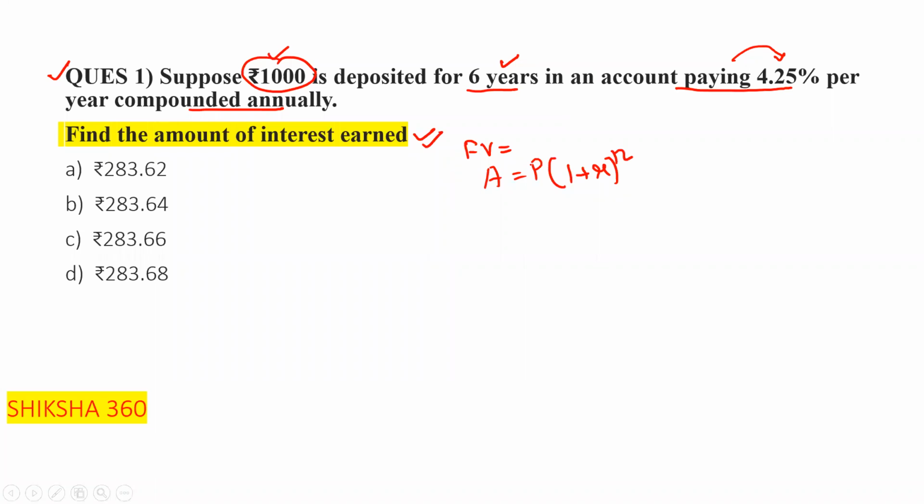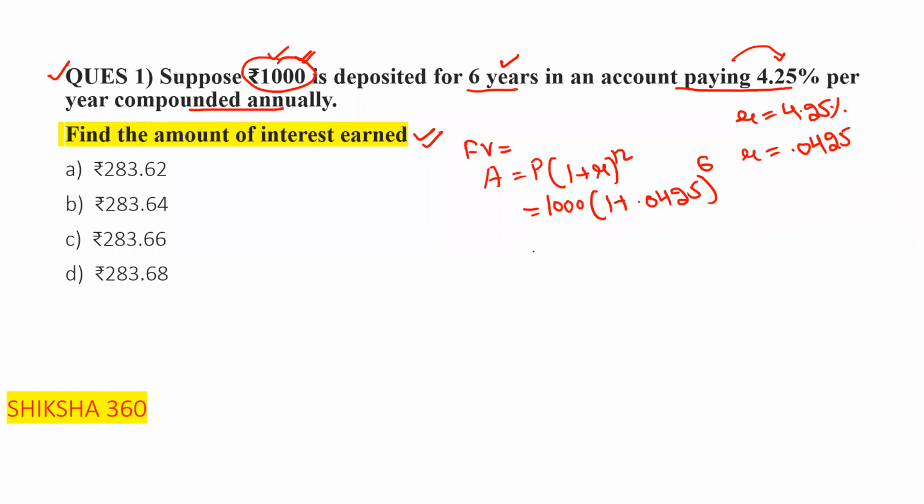Here how much have we deposited? 1000. So write it here, 1000 into 1 plus r. R is equal to 4.25%. When we convert the percentage into a normal number, it comes out to 0.0425. And for how many years? 6 years. So we will write here 6.